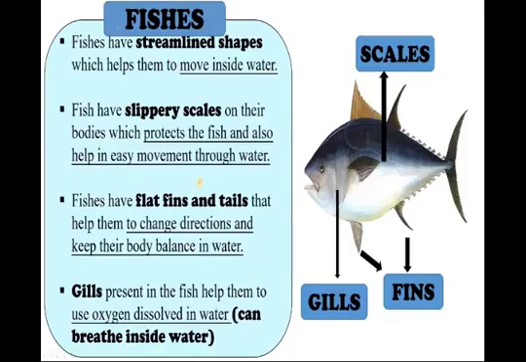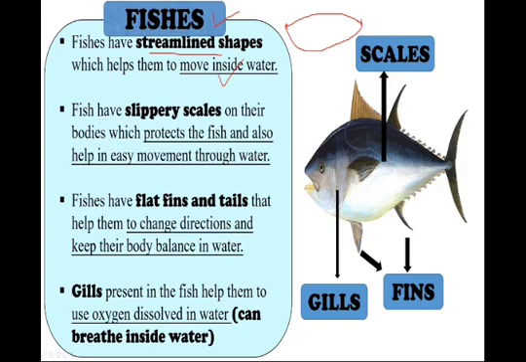In the ocean you can see mainly fishes. Fishes have streamlined shapes. This shape helps them to move inside water, which you have already learned. Because of that, how is the shape? Yes, this type of shape, right? The head portion and the tail portion are comparatively small and the body part is the biggest part. That type of shape is called streamlined shape.